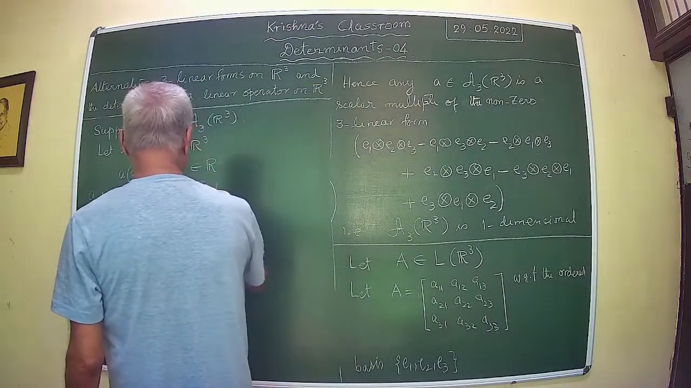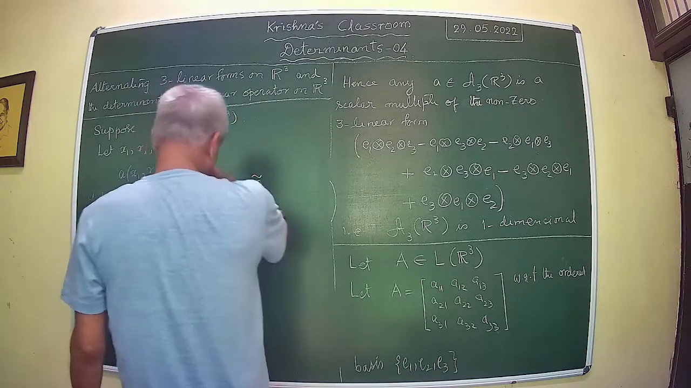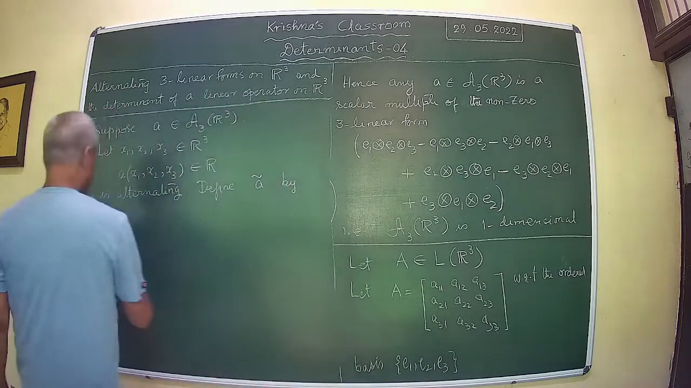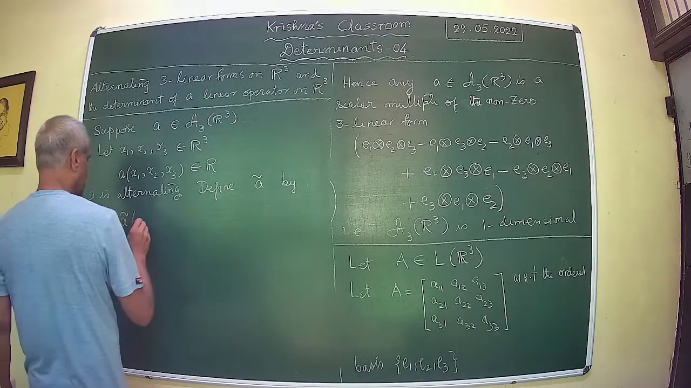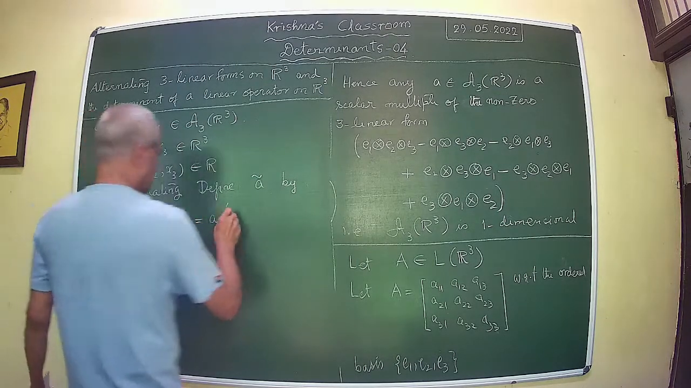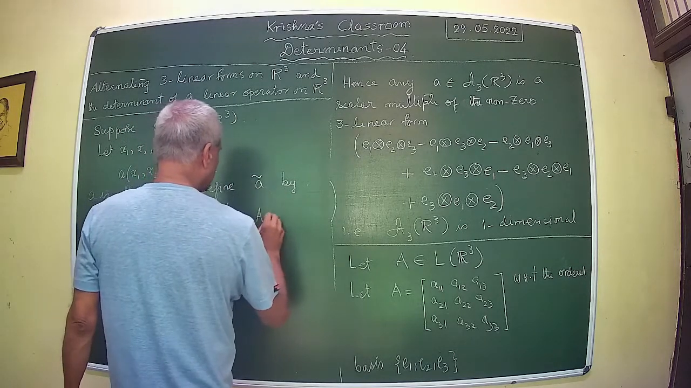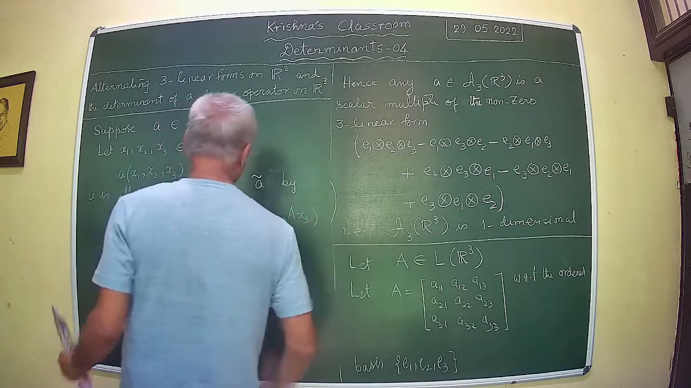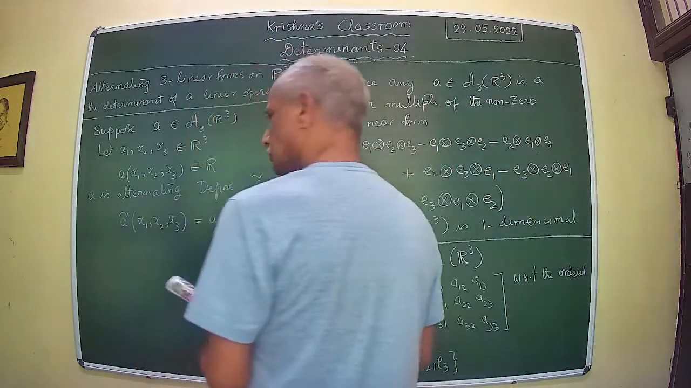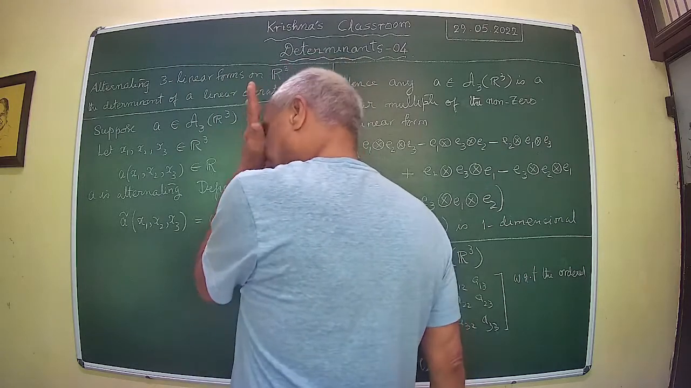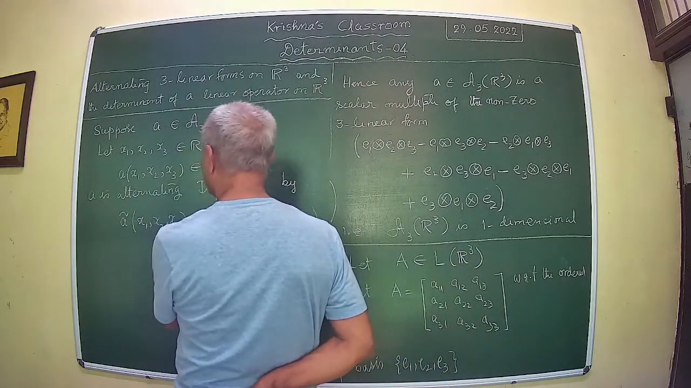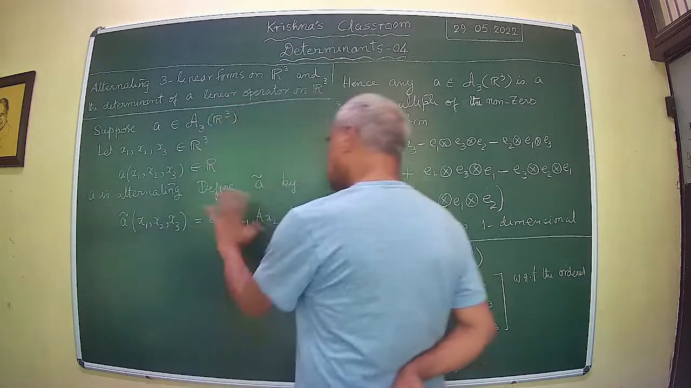Define A tilde by, let us define a new three linear form on R3, namely A tilde, and A tilde is defined through A using the given linear transformation. Now this is well defined.